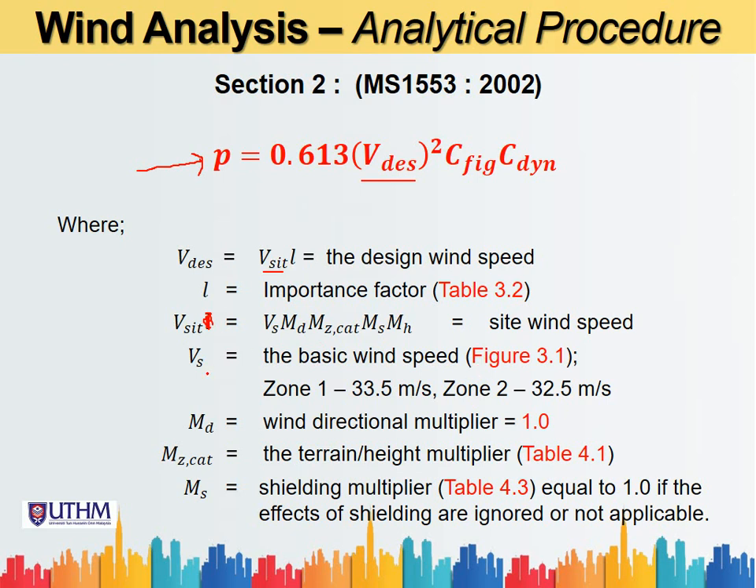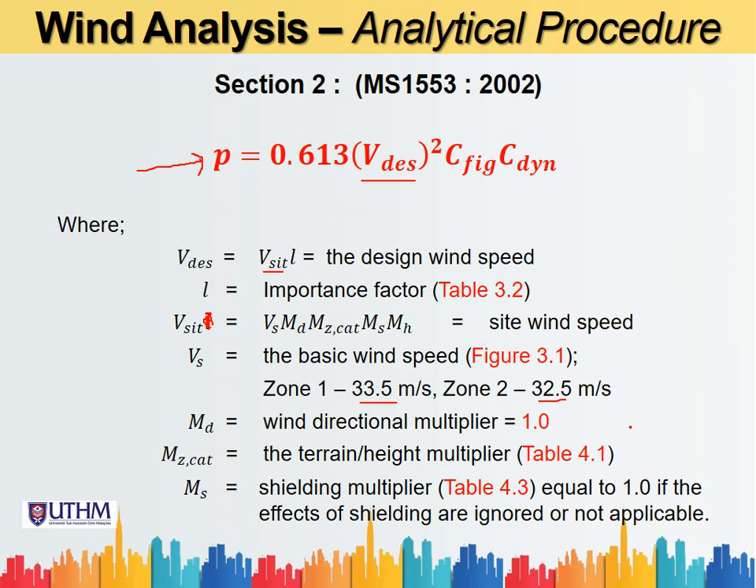Okay, meanwhile for the basic wind speed, as shown in figure 3.1 just now, for zone 1 it is 33.5. It depends on the area, and zone 2 is 32.5. This is not negative, it is equal to 32.5. So directly use this number. If you want to be more accurate, you go to table 3.1.